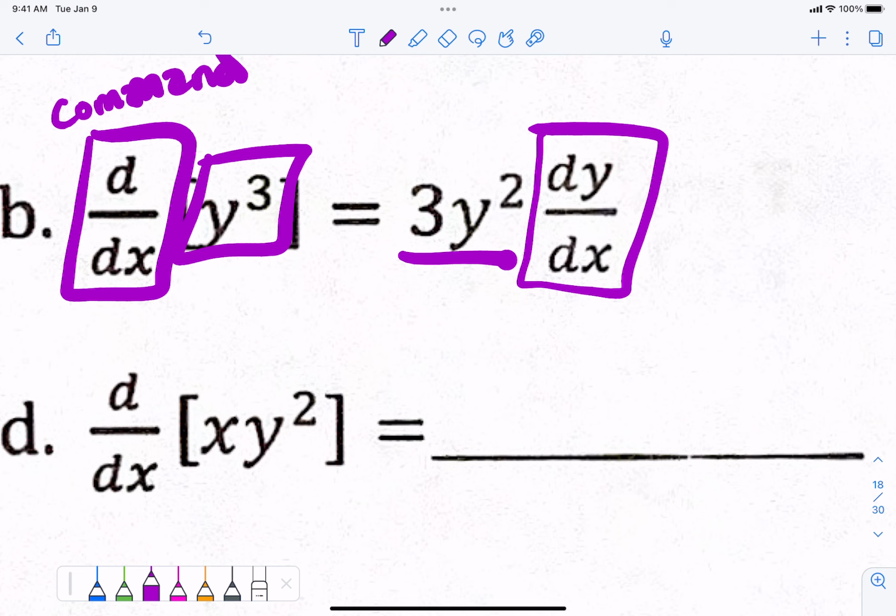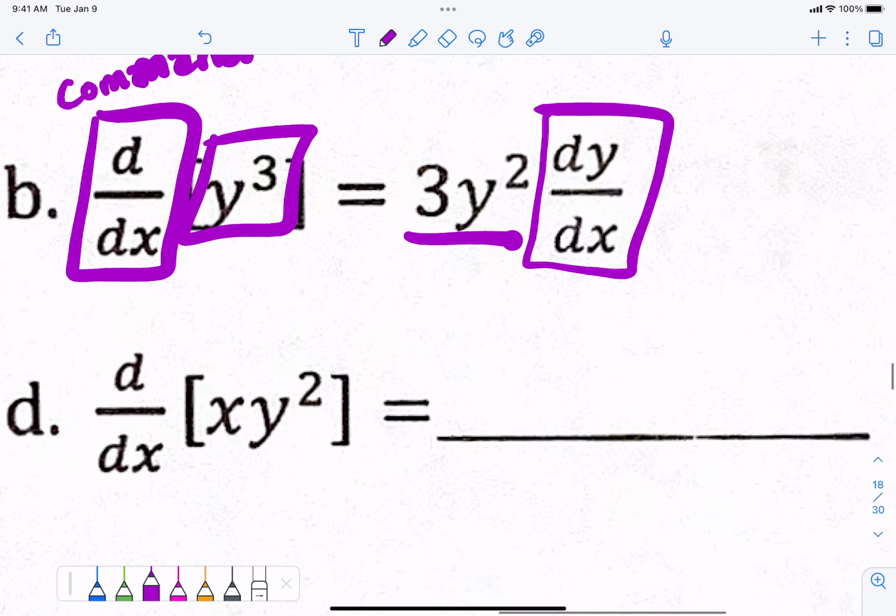I have a question. Yes, sir. Will it ever say d over dy? And we have to do x? No, not usually. Okay, 3y squared dy dx. Got it? Okay, good. All right, now let's do this one.